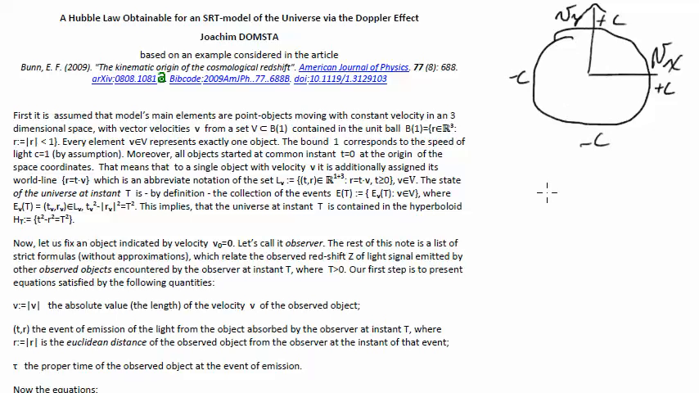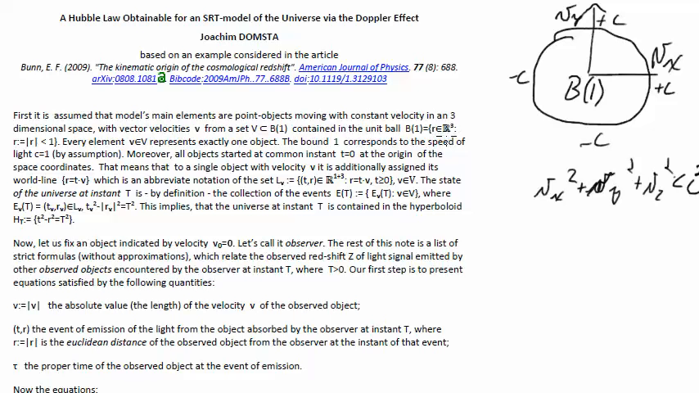And so basically v sub x squared plus v sub y squared plus v sub z squared is less than c squared. That is the vector velocities v from a set. This would basically be described as B of 1, the unit ball B of 1.